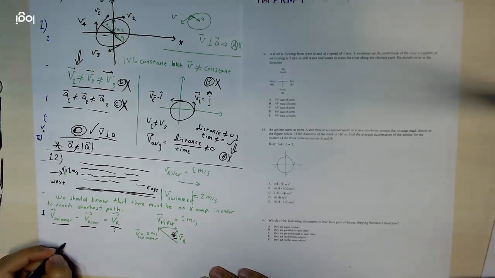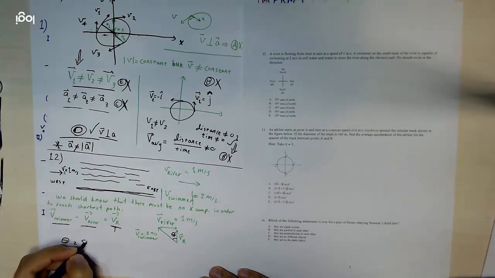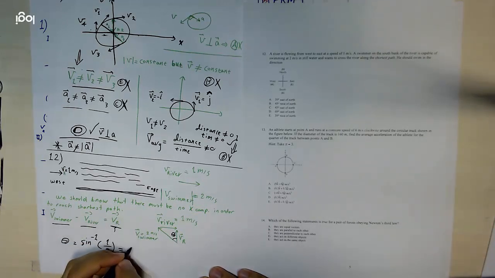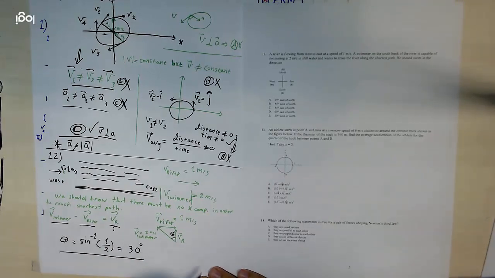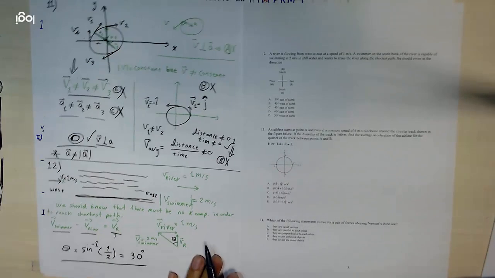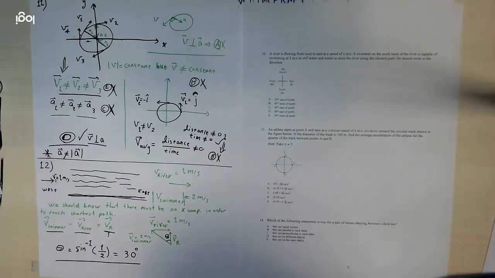In this triangle, theta is equal to arc sine of 1 over 2, and it's equal to 30 degrees. So our swimmer should swim like 30 from north.